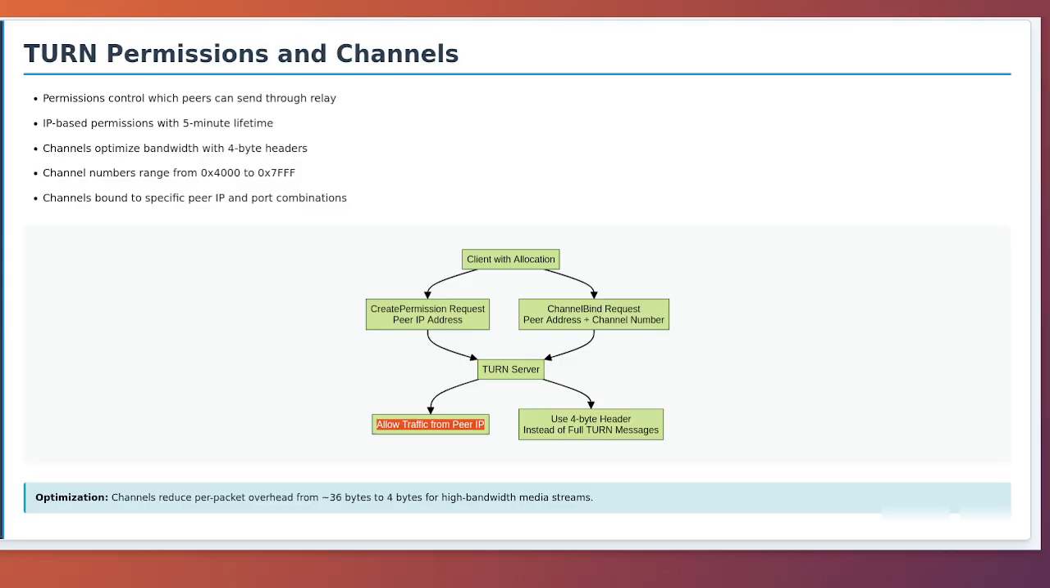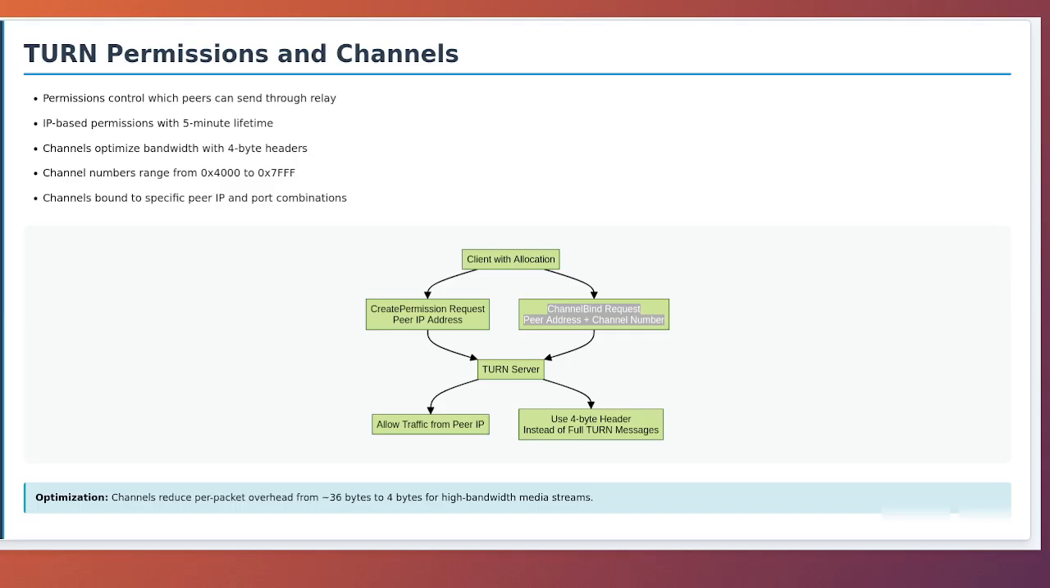While permissions control who can send data, TURN also provides an optimization mechanism called channels to reduce overhead. Without channels, all relayed data must be encapsulated in TURN send and data indications, which add significant header overhead. Each packet requires a TURN header, padding for alignment, and attribute encoding. For high-bandwidth applications like video streaming, this overhead becomes substantial and wasteful.